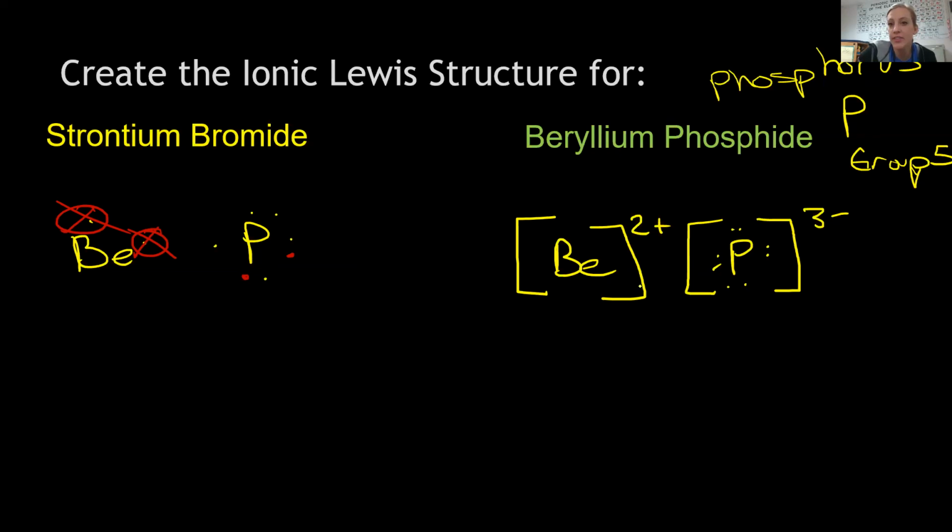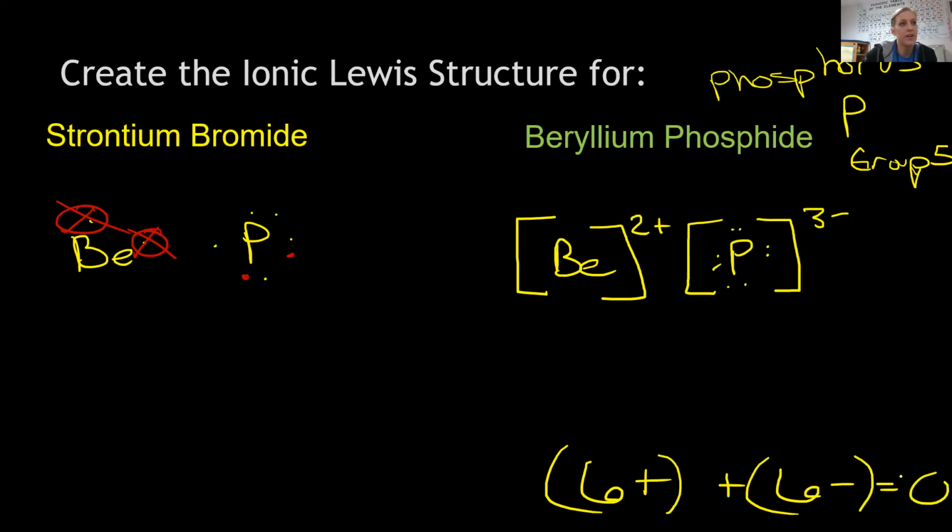This is a lot like finding a common denominator in fractions. I know you hate that I said that, but it's true. What number do both of these multiply to? What do they have in common? Anybody? 6. Right, so you could have 6 plus and 6 minus. Would that balance to 0? Yes.